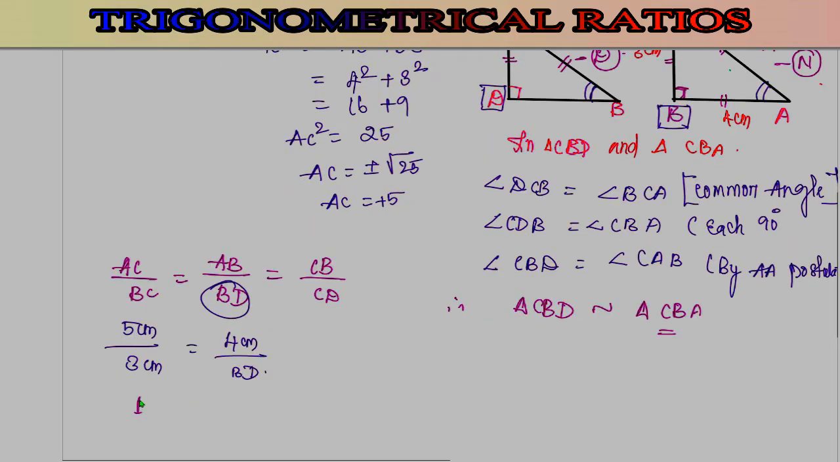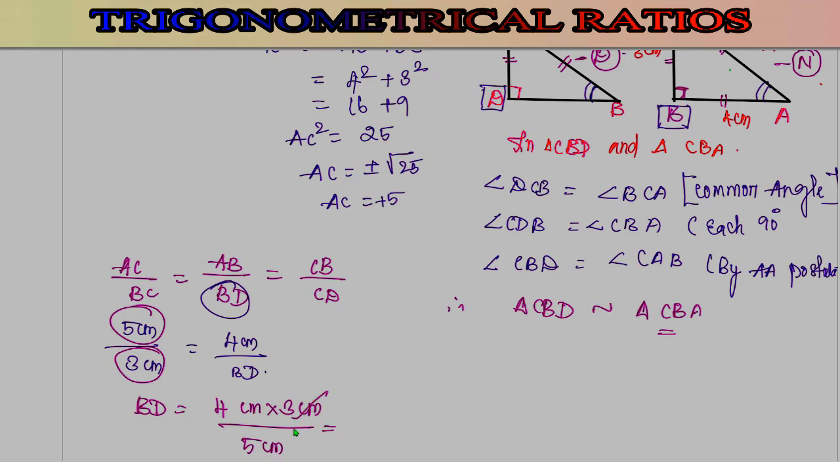So here BD is equal to, when you shift this denominator to the opposite side, it will be numerator 4 centimeter into 3 centimeter, and if you shift this numerator to the opposite side, it will be denominator as 5 centimeter. So the centimeter will get cancelled. 4 3s are 12. 12 divided by 5 centimeter. So we got here BD is equal to 12 divided by 5.